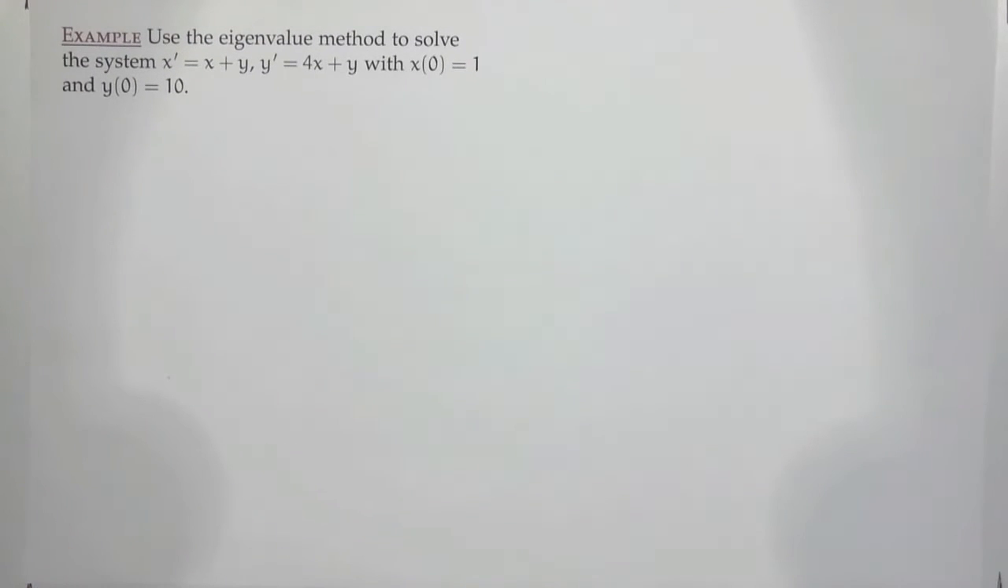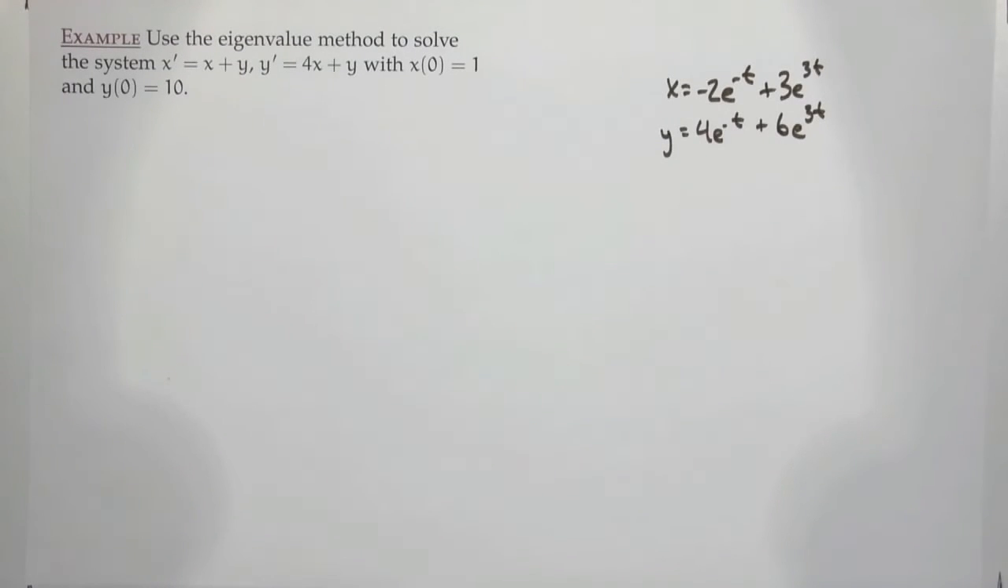Similar idea, different problem. Use the eigenvalue method to solve the system. x prime equals x plus y, y prime equals 4x plus y, x of 0 equals 1, and y of 0 equals 10. Well, this is the answer I got.